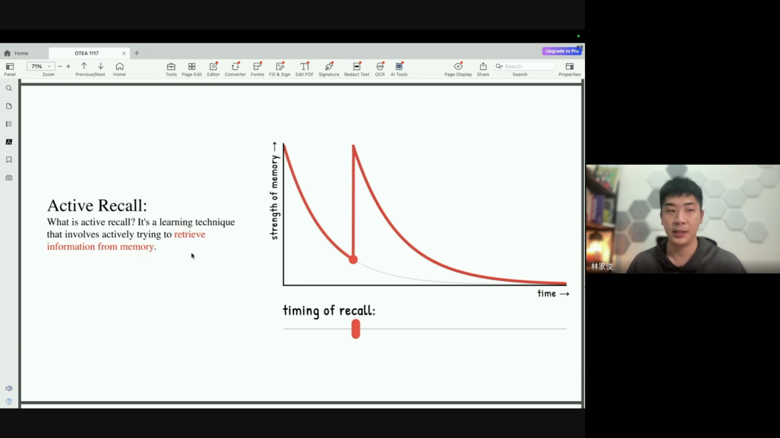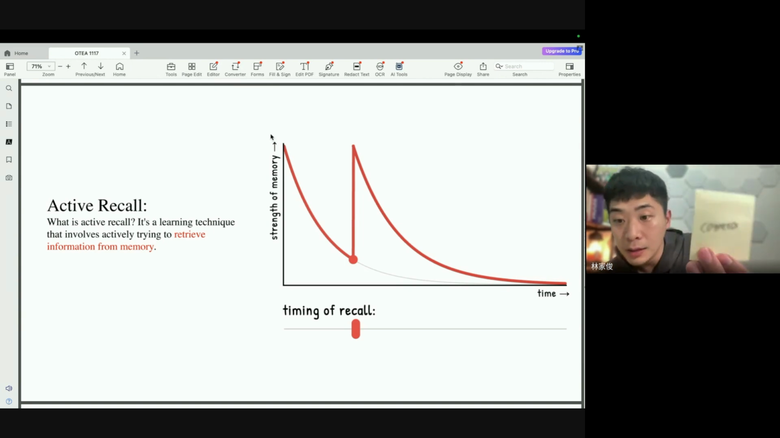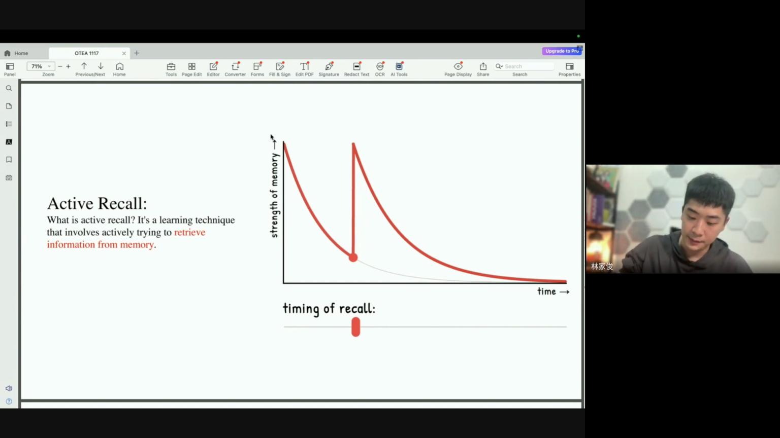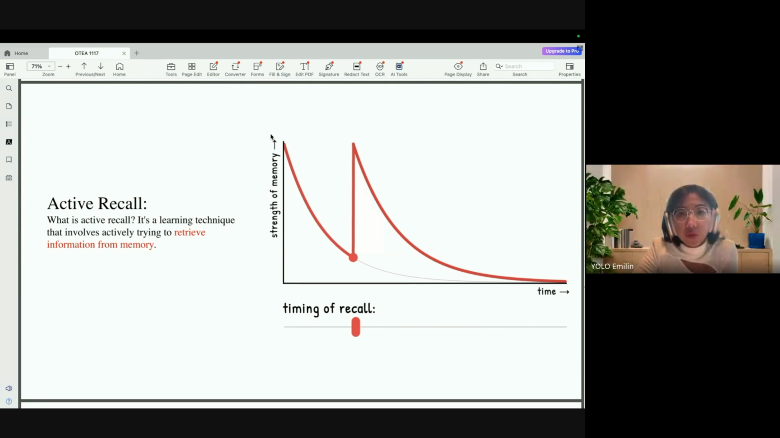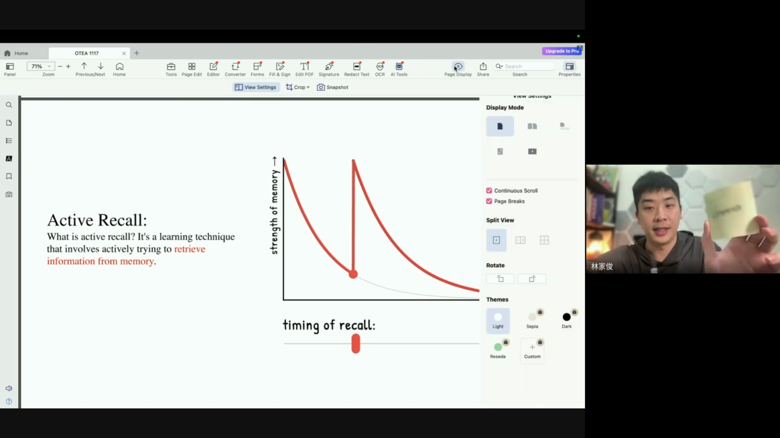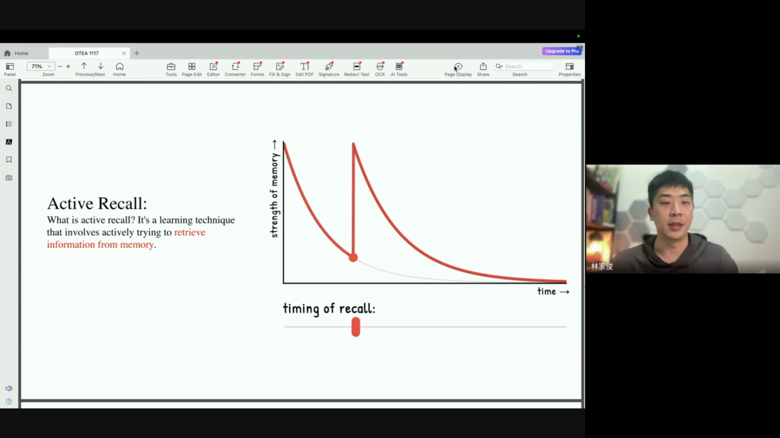Let's use memorizing vocabulary as an example. So if I want to learn the word camera. Okay, on the front of the flashcard, we write camera, and we write 相机 on the back of the flashcard. So now if we want to practice active recall, we can only look at the front side. So we see camera. And now we try to retrieve information from our memory to recall what it means. So that is called active recall.